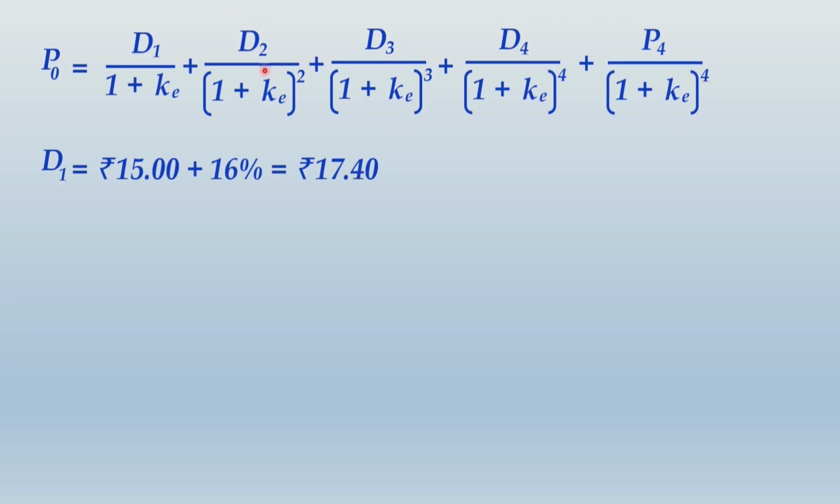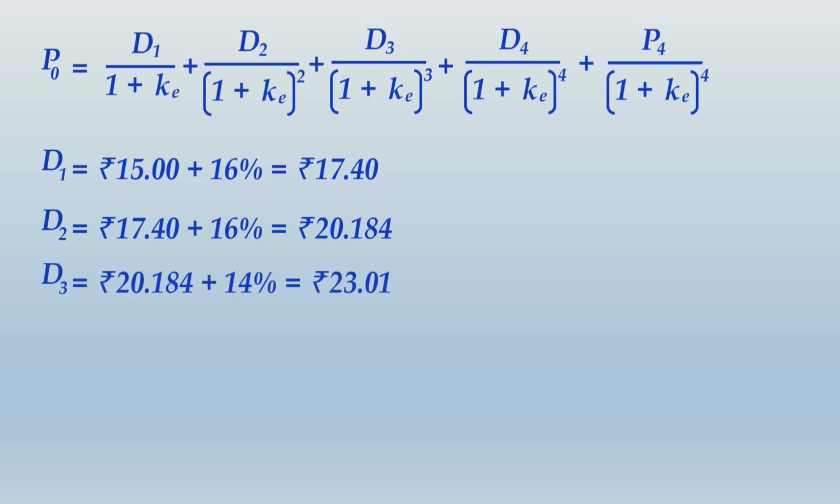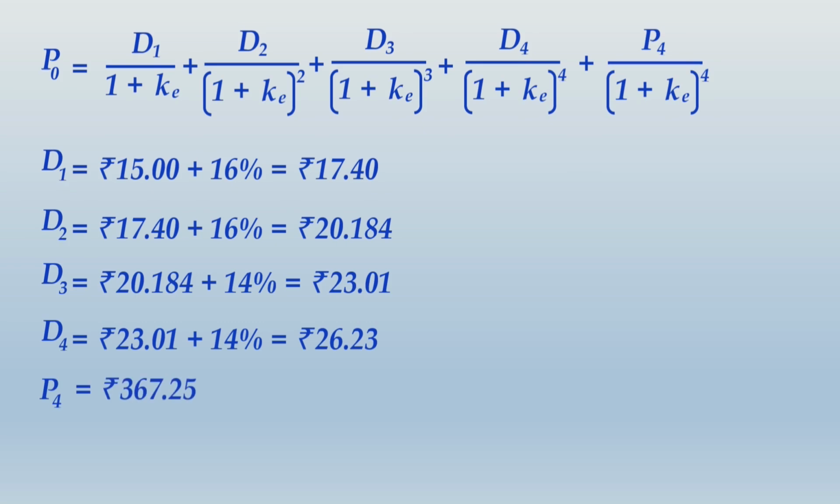So when you compute D2, then D1 will become the basis, correct? So D2 equals 17.40 plus 16%, that comes to rupees 20.184. D3 will be rupees 20.184 plus 14%, that will be rupees 23.01, and D4 will be 23.01 plus 14%, that is rupees 26.23, and P4 is already given to you.